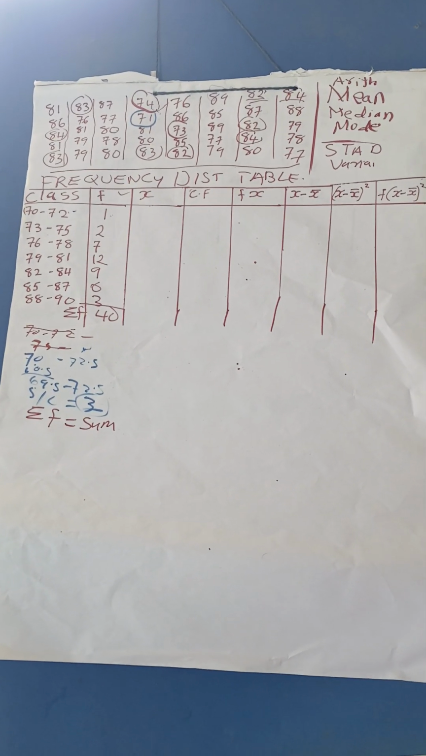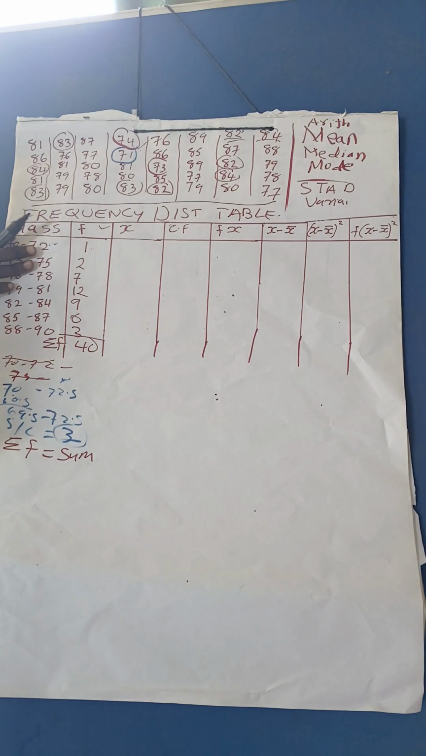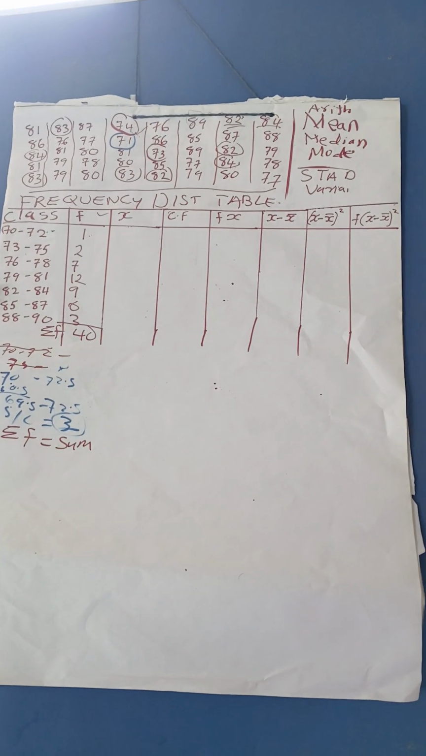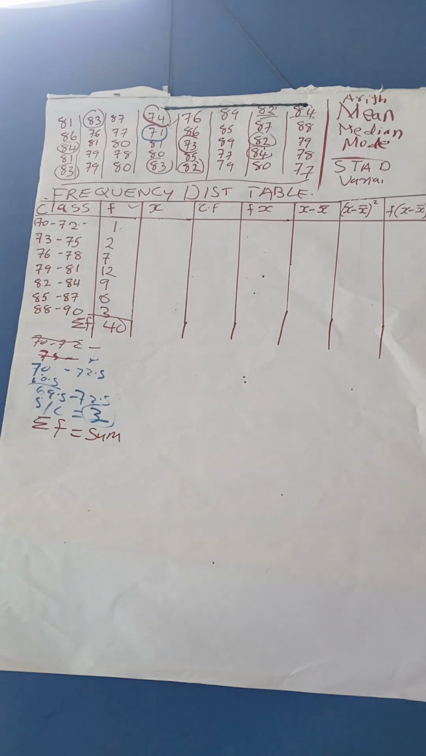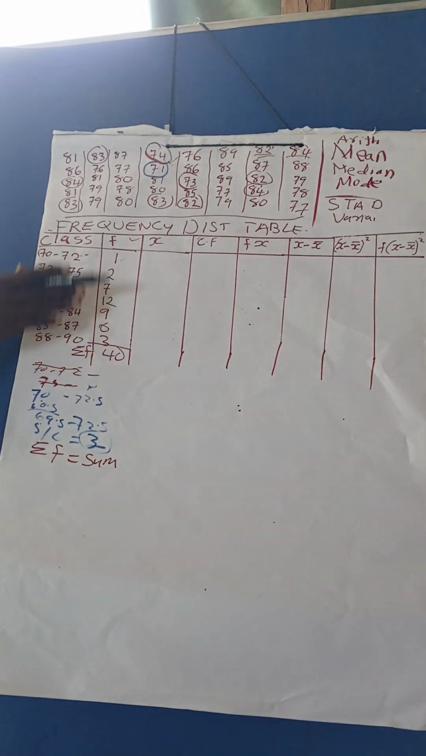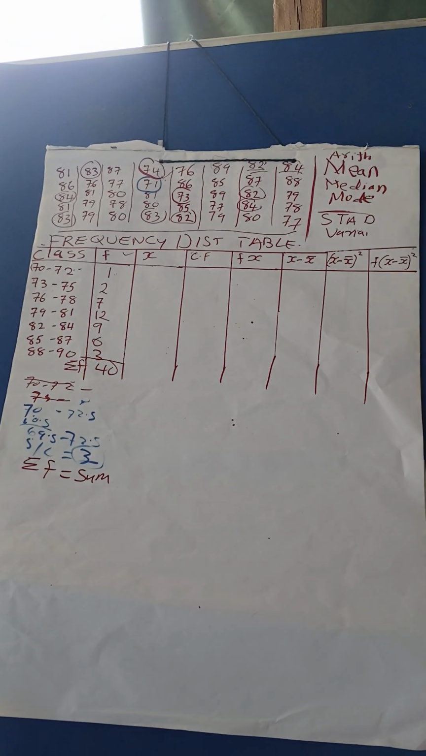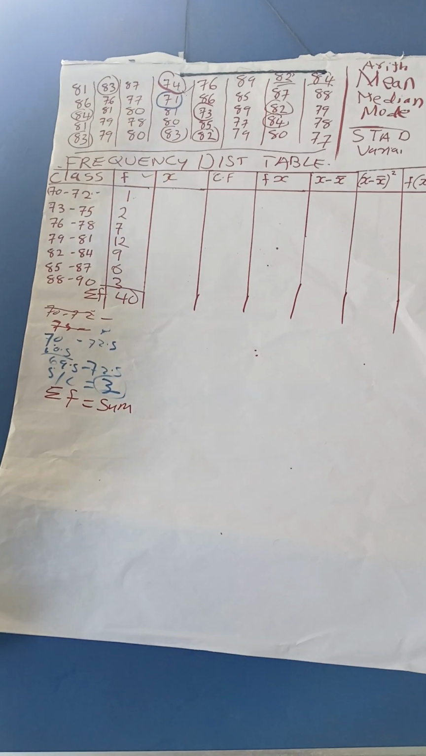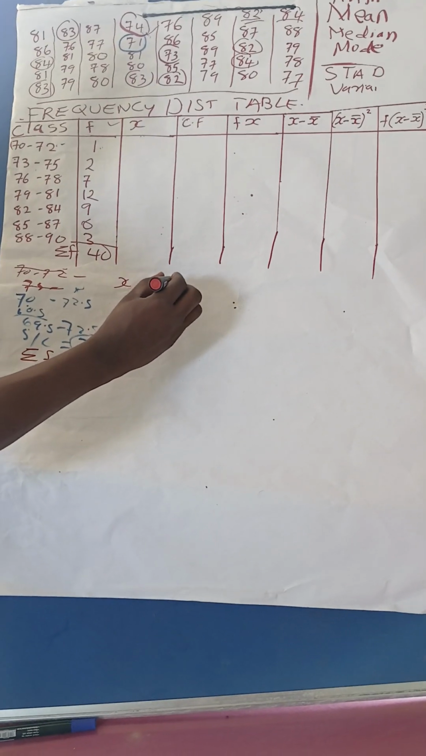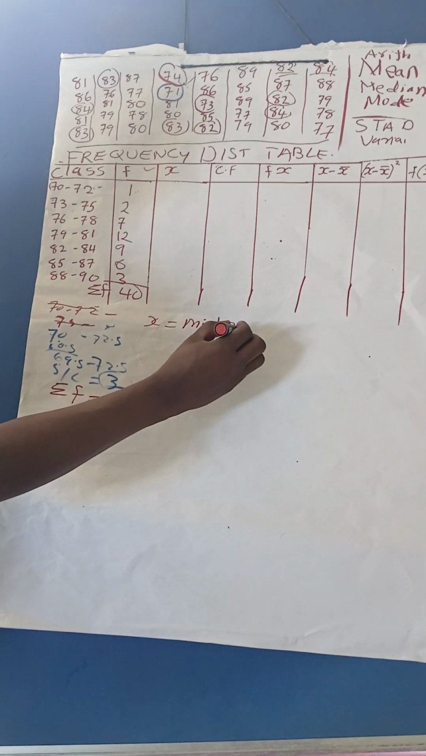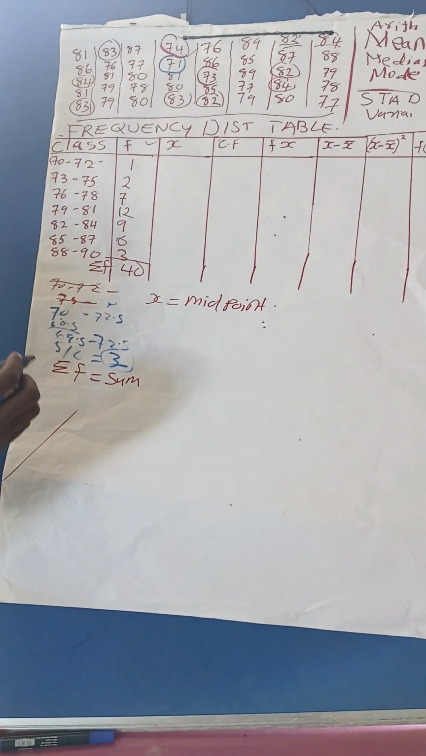Now, student, I think you understand how you get that and how we come up with the class. In most cases, in an exam, you are just provided with the class and the frequency. But in case you have not been provided with this, that is how we do it. Good. X in this case is the midpoint. Midpoint of what? Midpoint of the class.